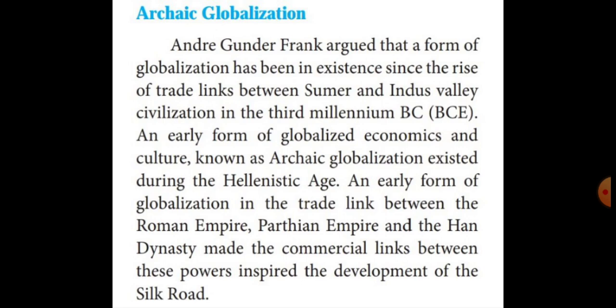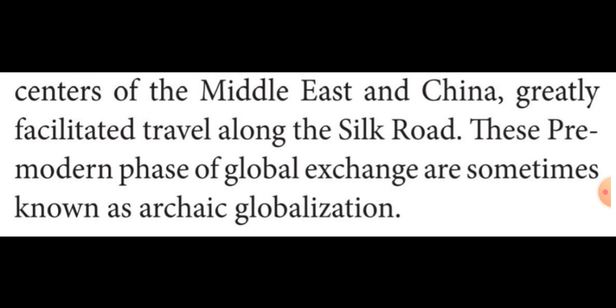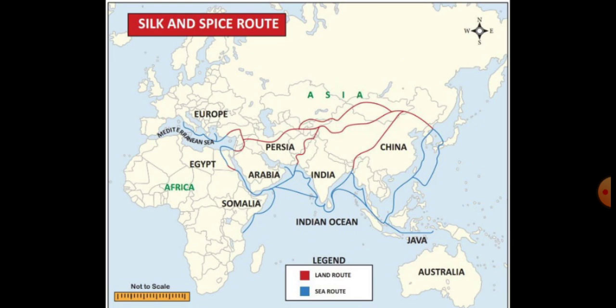Then after that, globalization was linked with some other countries, the Roman Empire, Parthian Empire and Han Dynasty. In this period, for the purpose of trade, the commercial centers of the Middle East and China constructed the Silk Road and Spices Road. Through this road, they imported and exported silk and spices. Listen, also the Islamic age was an important early stage of globalization. Then the second one is proto-globalization.